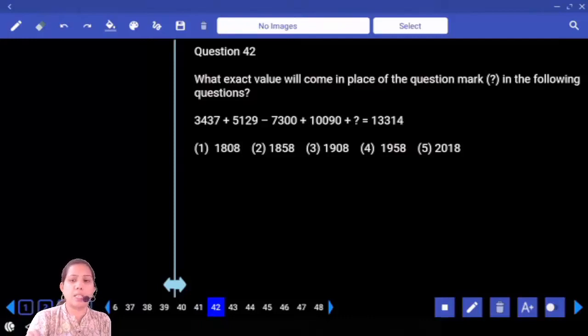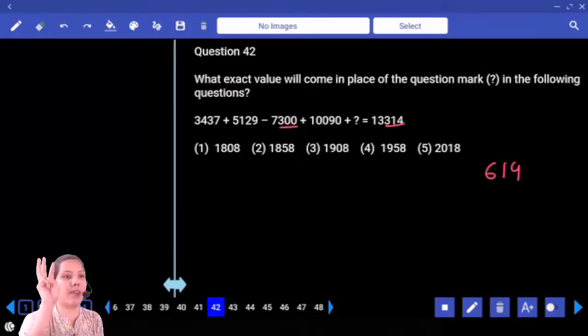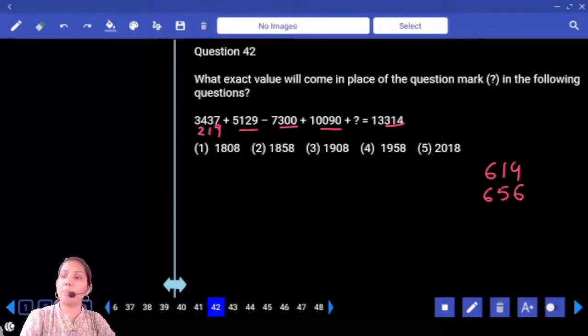Different numbers can have the same unit digits, and mostly the last two digits could be the same, so you have to check the last three digits. So it is 314 minus 300 on the left hand side, plus 300 on the right hand side. So the last three digits verification: last three digits 614. And next, 129 plus 90. What is it? 219. So 437 plus 219 is equal to 656.